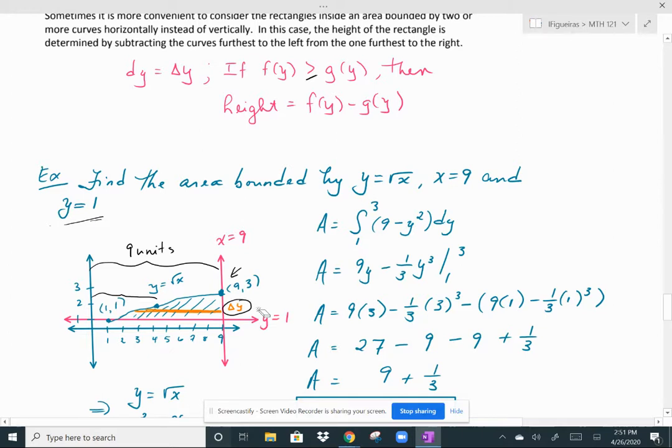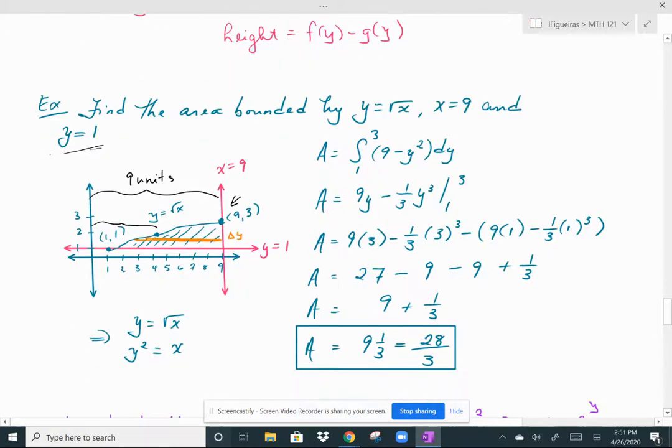That means I'm going to have to restate y equal to square root of x in terms of x as a function of y. So when I do that, you square both sides and you get that x is equal to y squared. So the length of my rectangle is going to be 9 minus y squared. So it's the 9 units that I pointed out here minus the y squared units, that's this smaller piece right here, will leave me with the length of that orange rectangle that I drew below. All right, so that's my length.